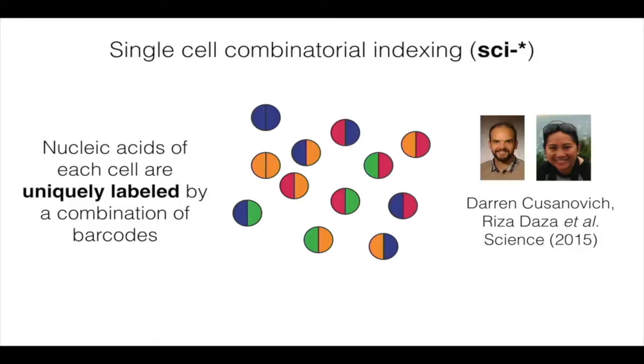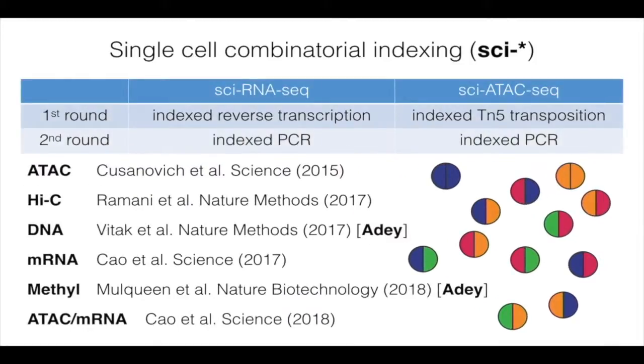Over the past couple of years, we've developed various flavors of these sci technologies for looking at single cell ATAC-seq, so chromatin accessibility, like Jason talked about, nuclear architecture, DNA sequencing, RNA sequencing, methylation, and most recently co-assays. We're able to measure both chromatin accessibility and expression in each of many single cells.